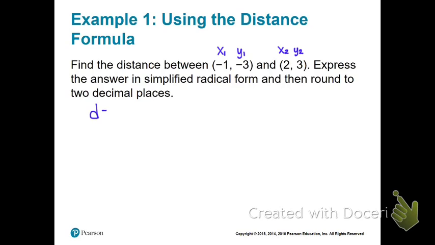Alright, so remember the distance is equal to the square root of x2 minus x1 squared plus y2 minus y1 squared. And so I'm going to set up my skeleton.